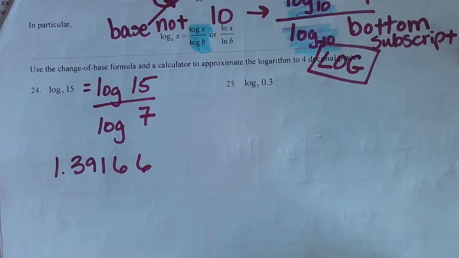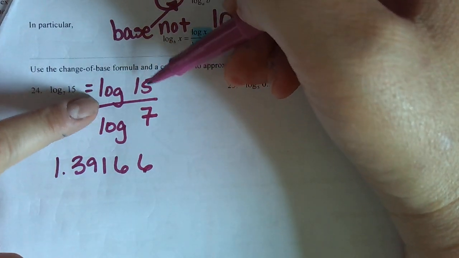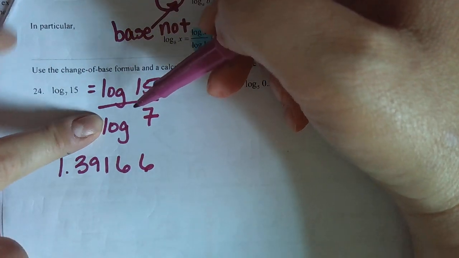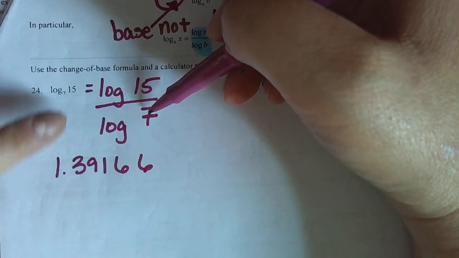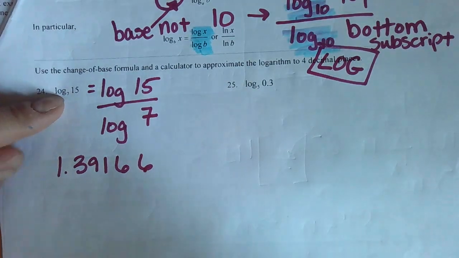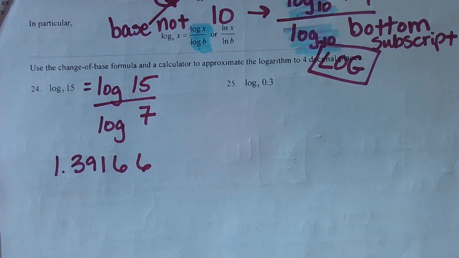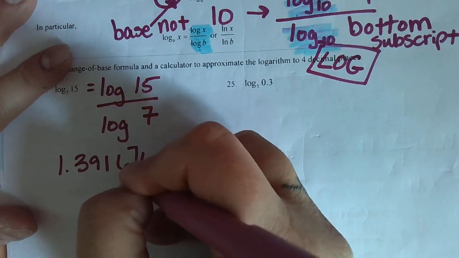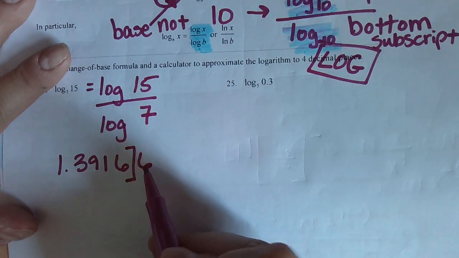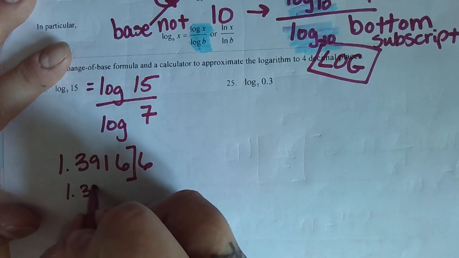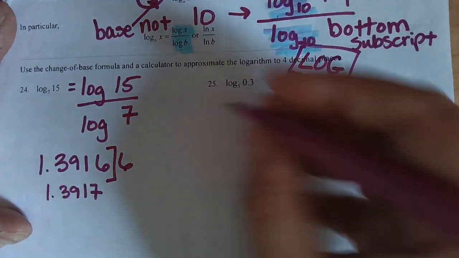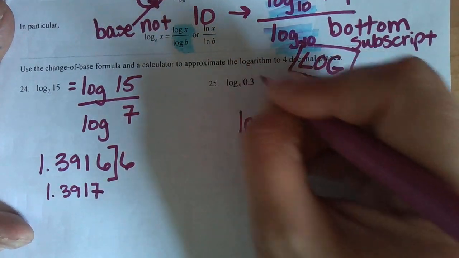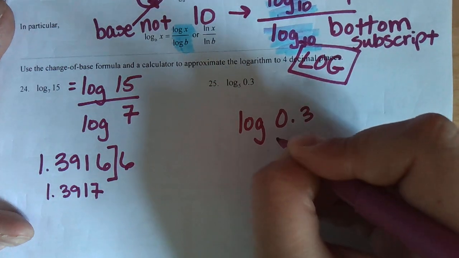Okay, and this is for maybe we have some common logs that we know, and we can divide them to get the decimal. So this is for if we did not have that log base, we could turn it into logs that we do know. Anyway, so rounding to 4 spots, this 6 is 5 or more, so we got to up the score to 1.3917.